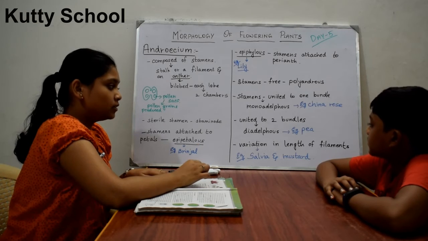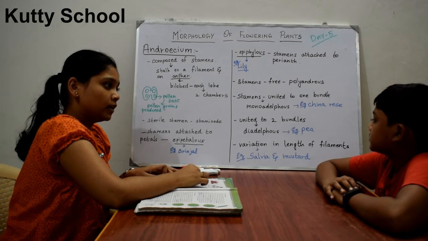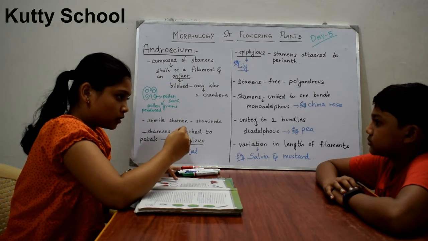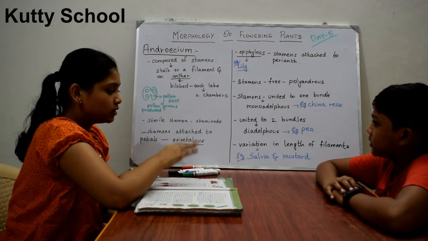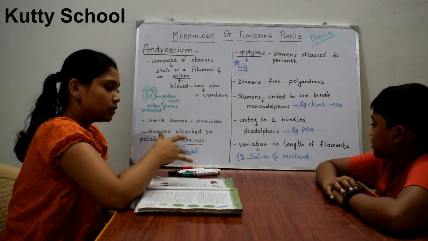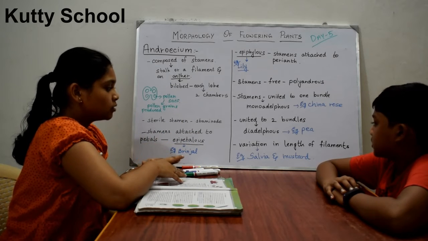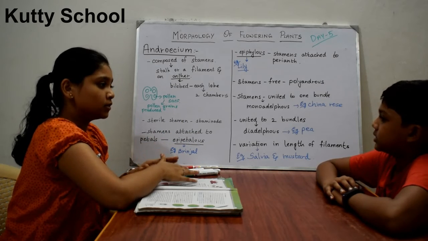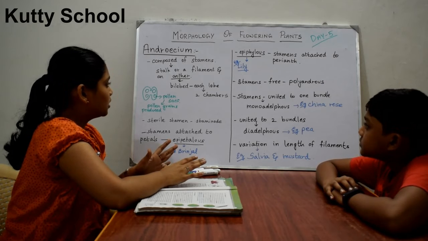And when these stamens vary in their length, one will be long, one will be short, and one will be too short. So when these stamens vary in length, generally sunflowers. Examples are salvia and mustard. So this is generally about androecium.